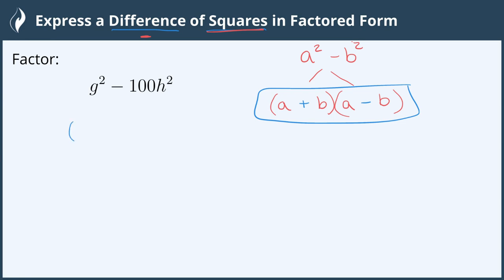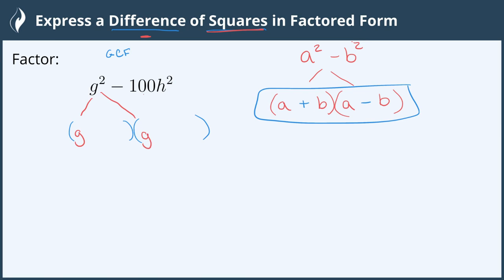It factors into two binomials, and the first thing we look for is a greatest common factor, but nothing went into both our first and second term. So we can just move into the difference of squares. Now let's go ahead and take the square root of the first term. The square root of g squared is just g, and that's the first term for both of our binomials.